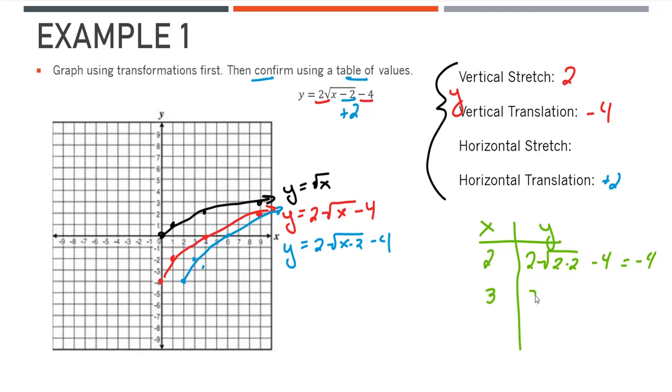Next, we have a point at x equals 3. So substitute in 3 for my x value, and we get -2. Does that match? Yes, perfect. Okay, let's do one more. We have x is 6. So 2 times square root of 6 minus 2 minus 4 is 0. Does it match? Yes, perfect. We're done.